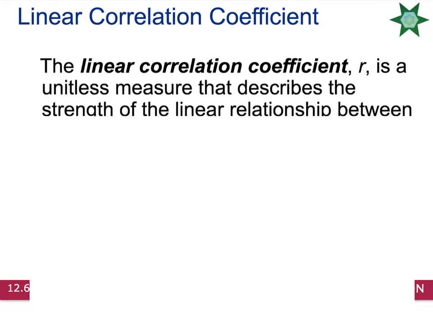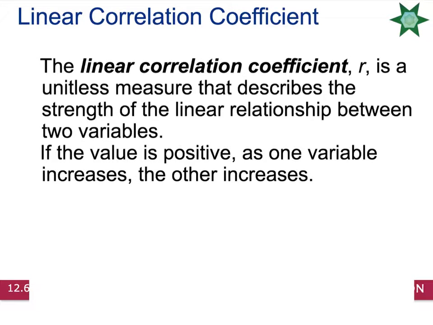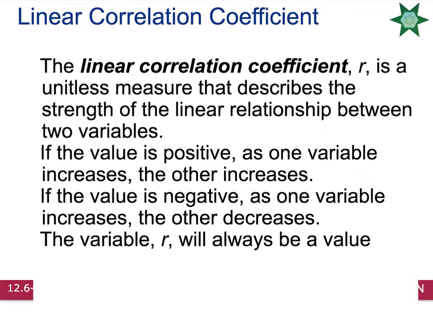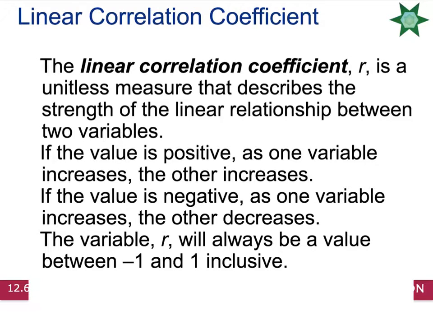The linear correlation coefficient R is a unitless measure, which just means it doesn't have a label on it like feet or inches, and it describes the strength of the linear relationship between the two variables. If the value is positive, then as one of the variables goes up, the other variable also goes up. If the value is negative, then as one variable increases, the other decreases. The letter R, the correlation coefficient, is always going to be between -1 and +1. And they say inclusive because it is allowed to equal -1 and +1.